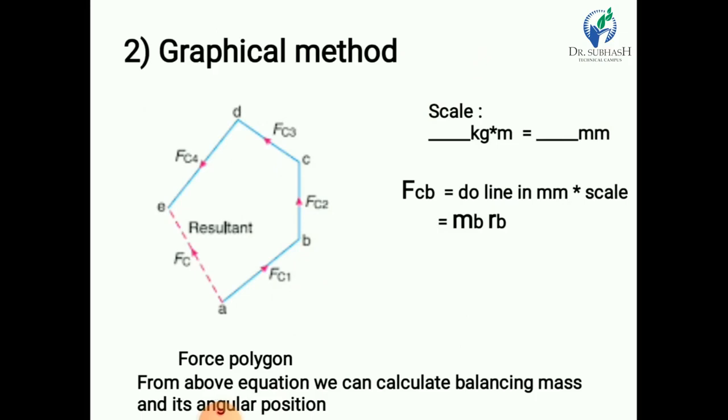Now the second method. The second method is the graphical method, which is based on the polygon method. If our system is in complete balance and we draw a polygon, then we obtain a closed polygon. If our system is not in complete balance and we draw a polygon, then we get an open polygon. The closing side of this polygon is nothing but the balancing force.